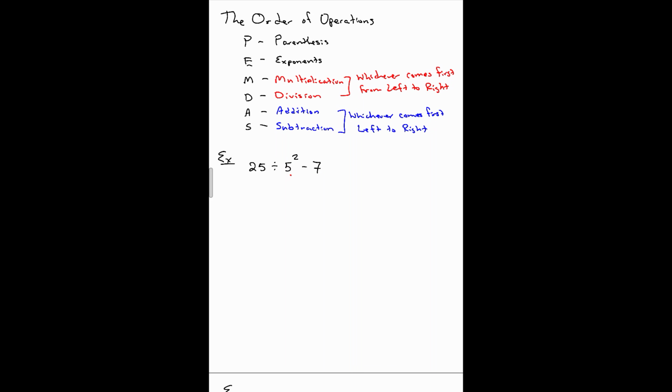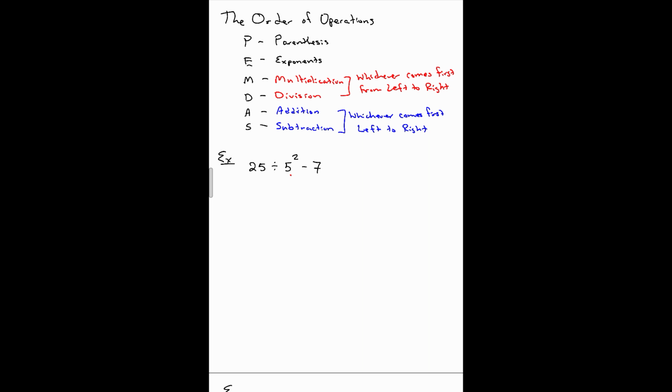Hi, so what we're going to talk about right now is the order of operations. The order of operations is a systematic process on how to organize or how to perform the mathematical operations to solve problems. In some way, some fashion, we've heard of the order of operations before.